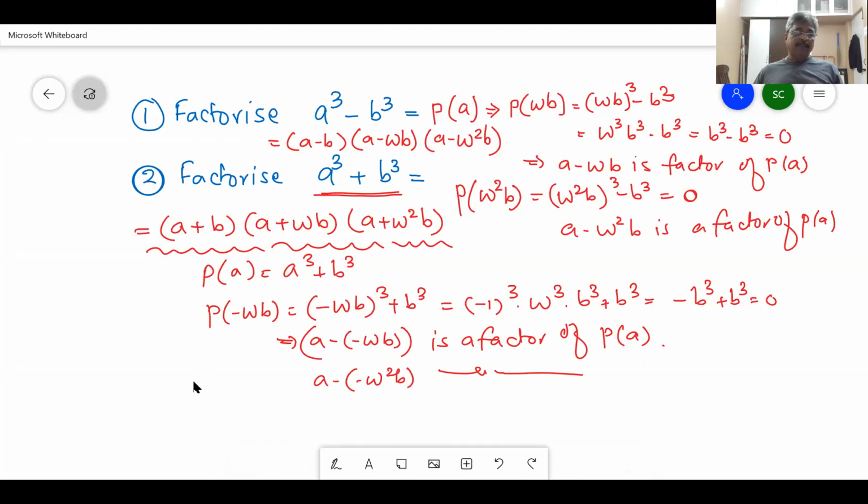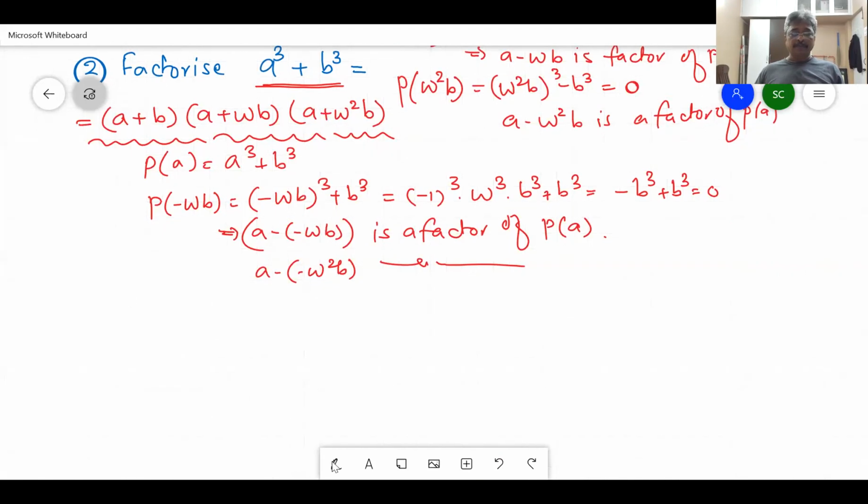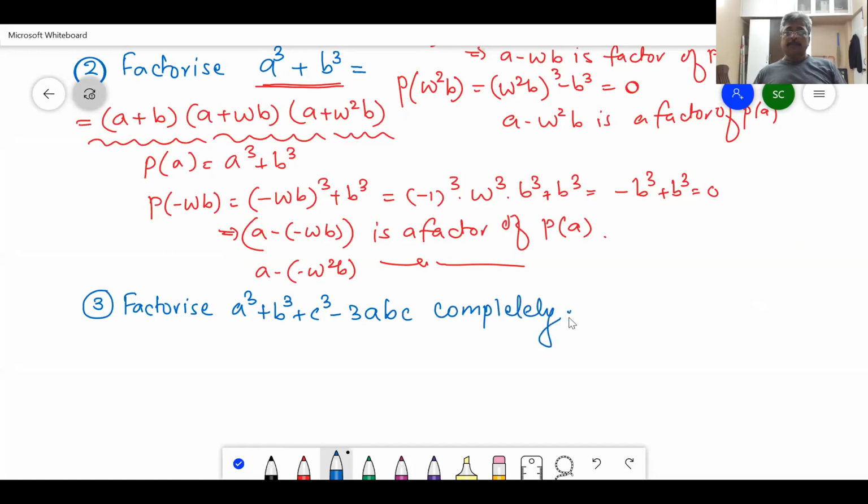Next problem. Any doubt? Next problem, question number 3. Factorize a cube plus b cube plus c cube minus 3abc completely. Once you are done, you can show me.